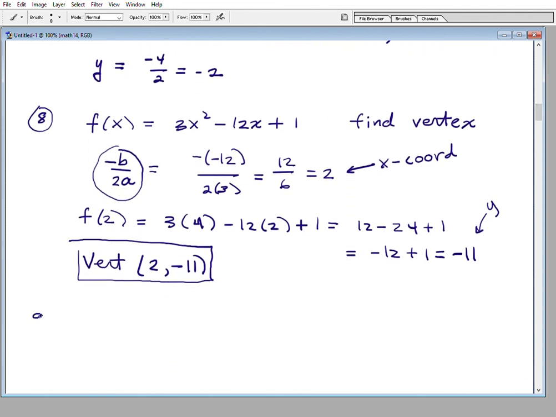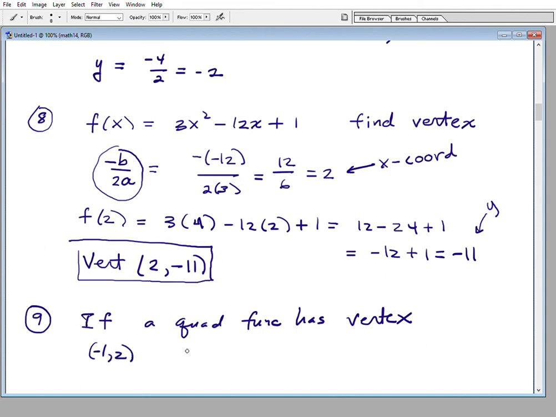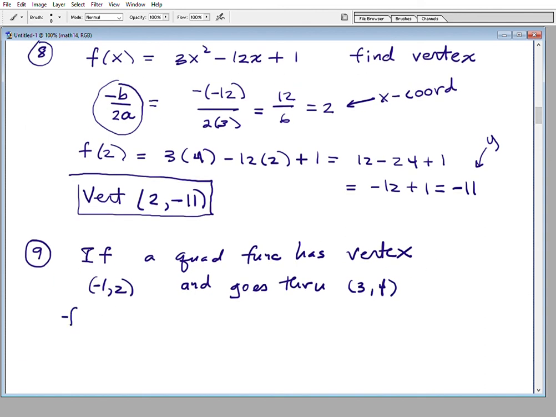Another type of problem that we had in this section on quadratic functions was: if a quadratic function has vertex, let's say, minus 1, 2, and goes through, let's say, 3, 4, find the function.